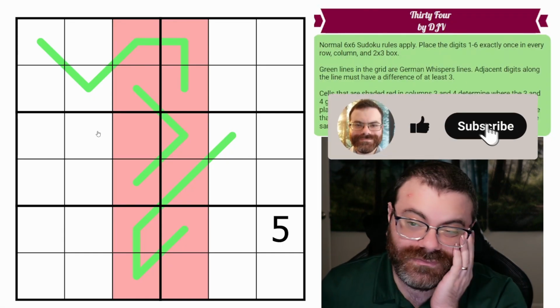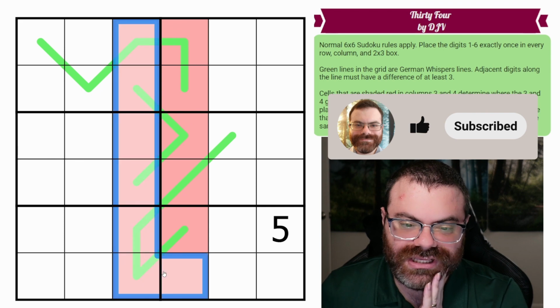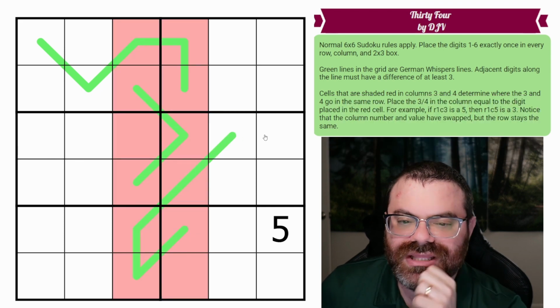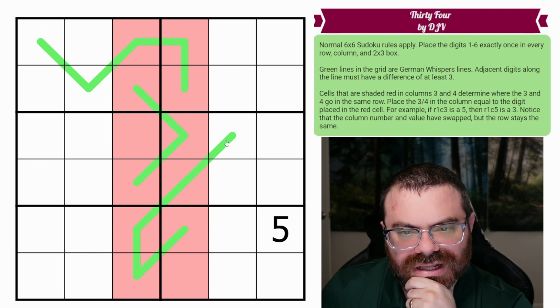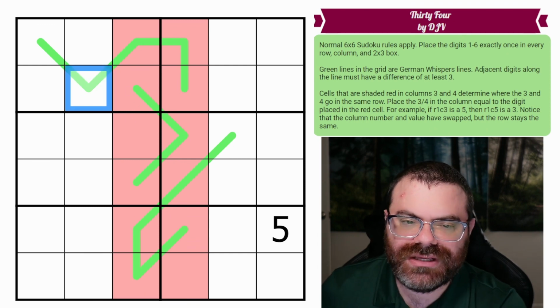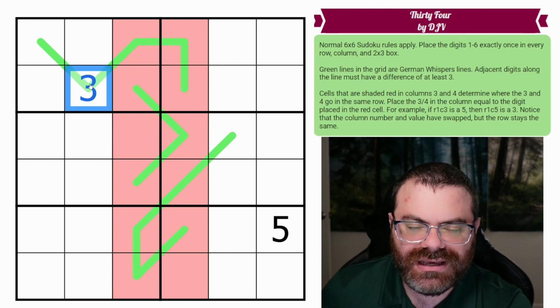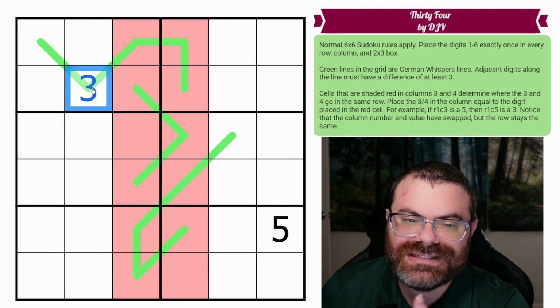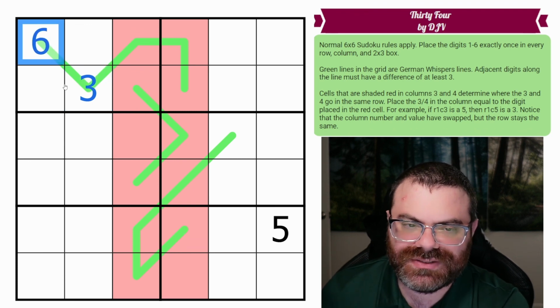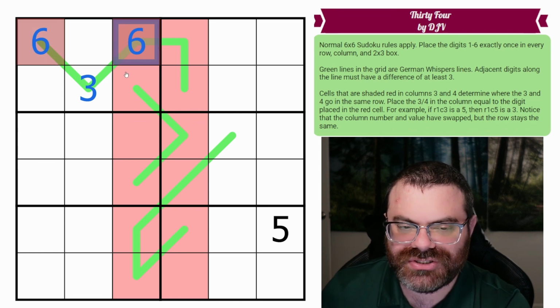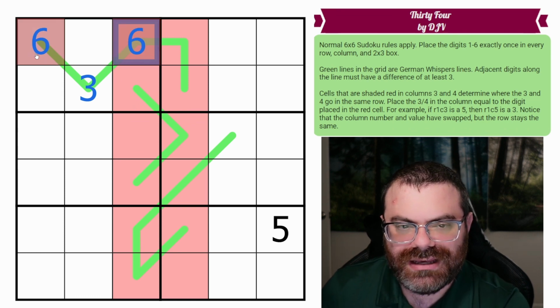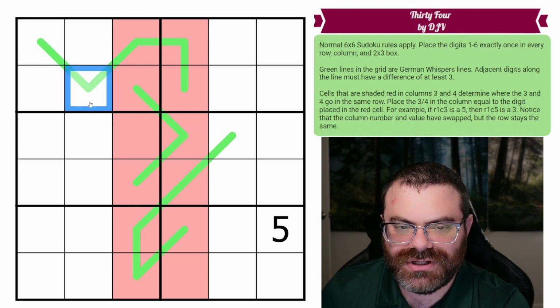So 3 and 4 are actually special numbers, not just for the indexing, but for German whispers. So I think that might be where we want to start thinking about things. If you think about 3, we can't put a 3 here. And the reason for that is there's only one digit that can go with 3, which is 6. So this would have to be a 6, and this would have to be a 6. It's the only digit that's at least 3 away from 3. And we would end up repeating the 6 in the row. So there are certain cells that can't be 3.